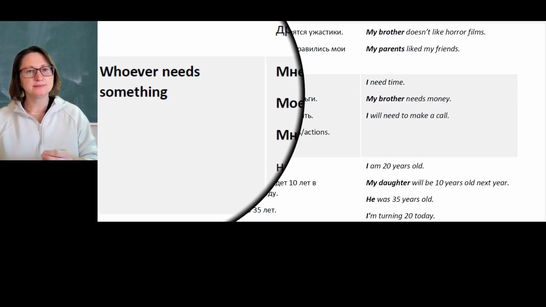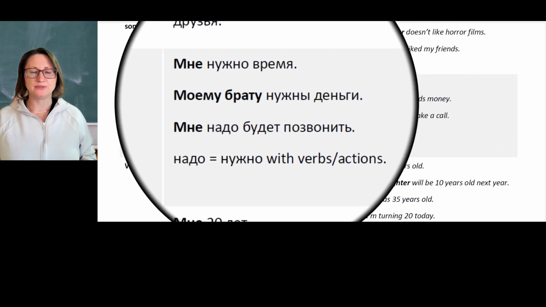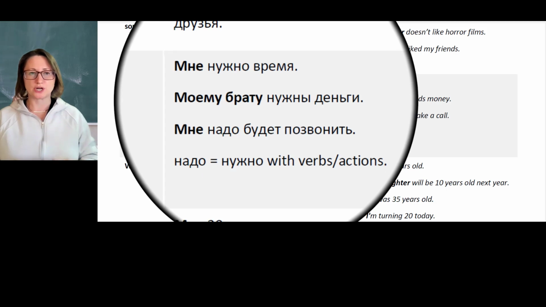Okay. The next context is also something we covered when we covered nominative, because whatever we need is the subject of a sentence and is nominative, but whoever needs something is dative. So again, in these sentences, I need time, my brother needs money, I will need to make a call, everything that's in bold is gonna be in dative when we translate it into Russian.